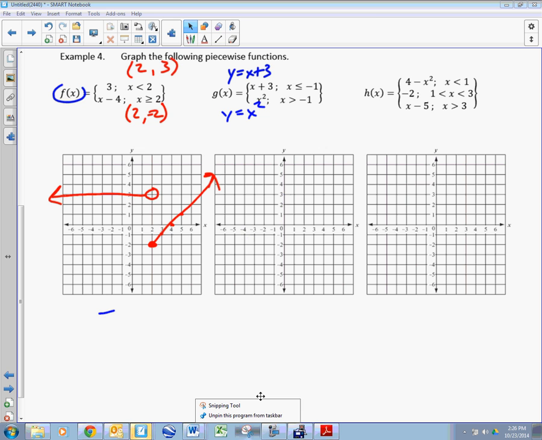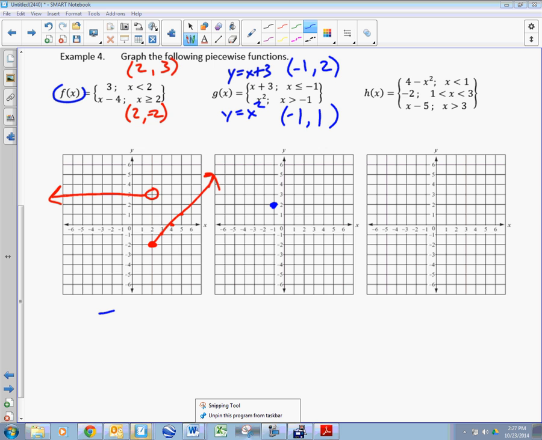So here's how I slice it. I take -1 and I plug it into each so I can figure out the endpoints. -1 plus 3, 2. -1 squared, 1. -1, 2. So back 1, up 2. Open or closed circle? Closed.